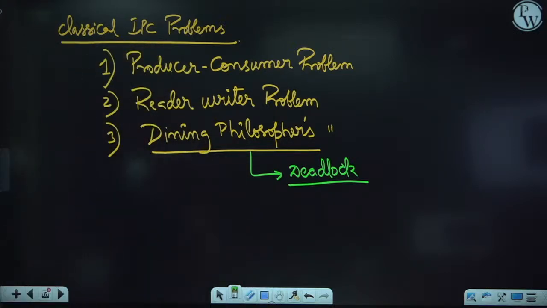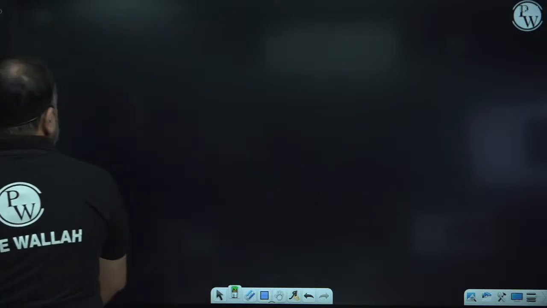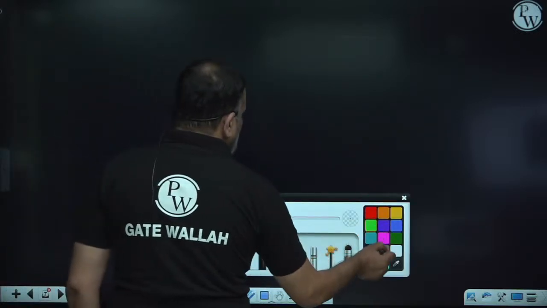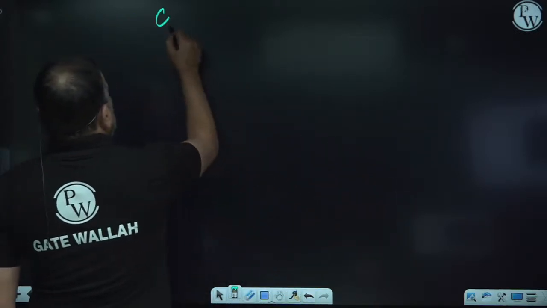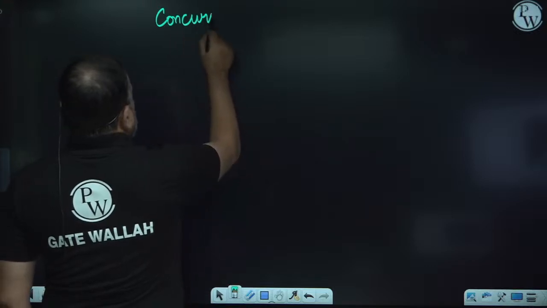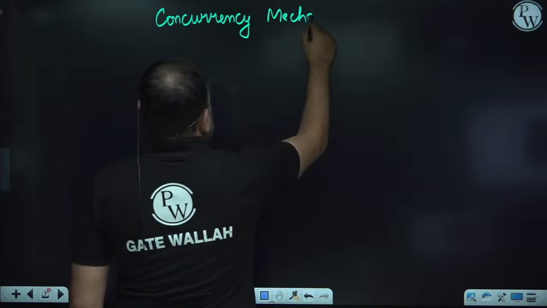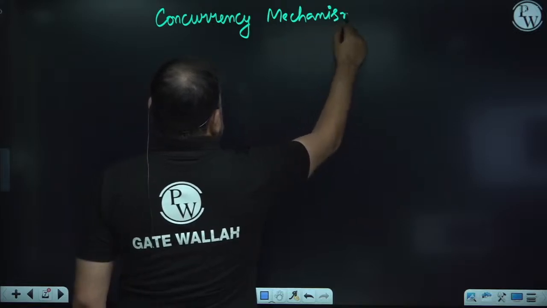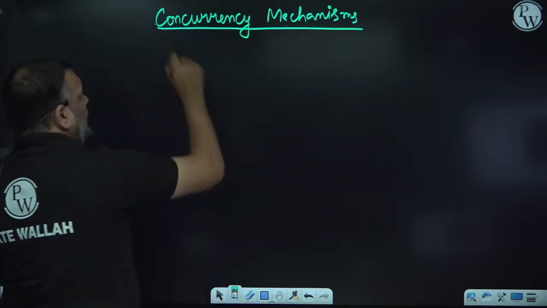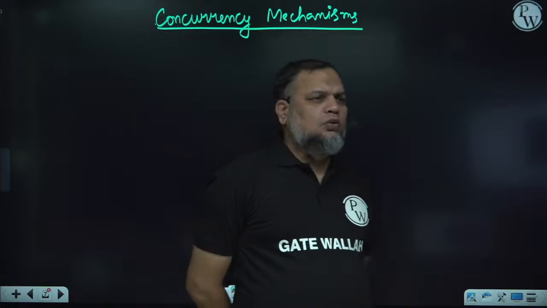ठीक है? Another aspect which I would recommend you make a good revision of is concurrency mechanisms. This is another area from where some questions were asked in earlier papers. Concurrency mechanisms. How to achieve concurrency? That is how to first decide.